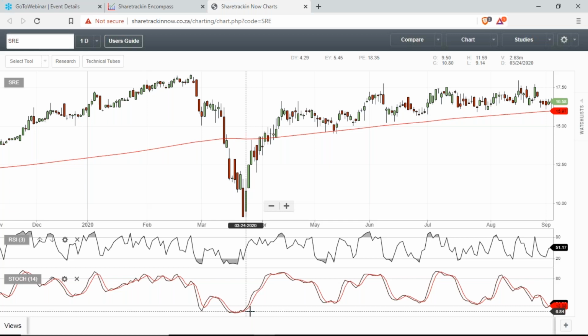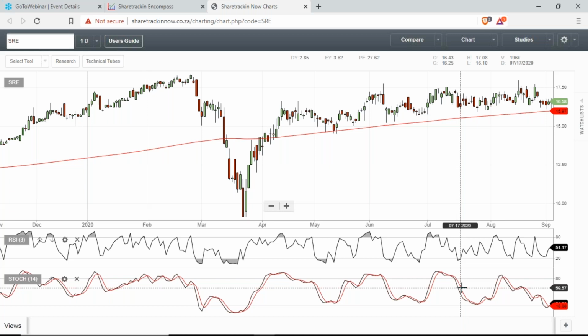Now you will see on the right-hand side that the stochastic has a 20 line as well as an 80 line. Your RSI also has the 20 line as well as the 80 line. Your 0 to 20 area would be your buying area. The reason for that is 0 to 20, at that point, that share is at its lowest. That's why we want to buy when it's below 20.